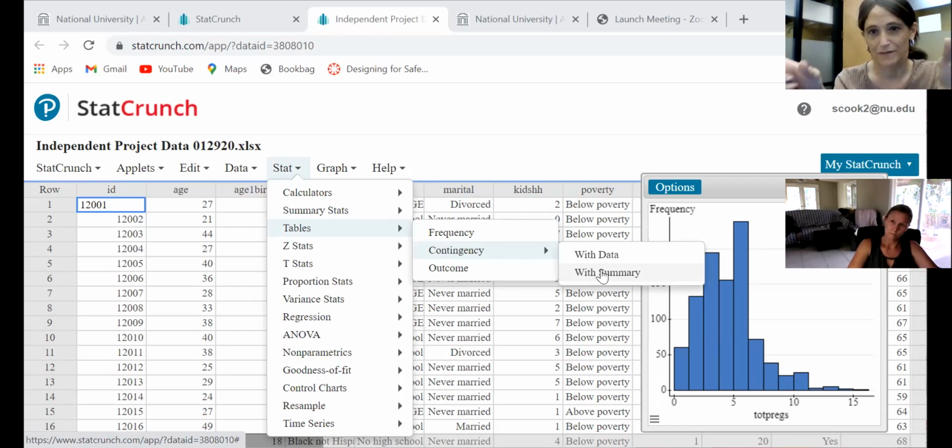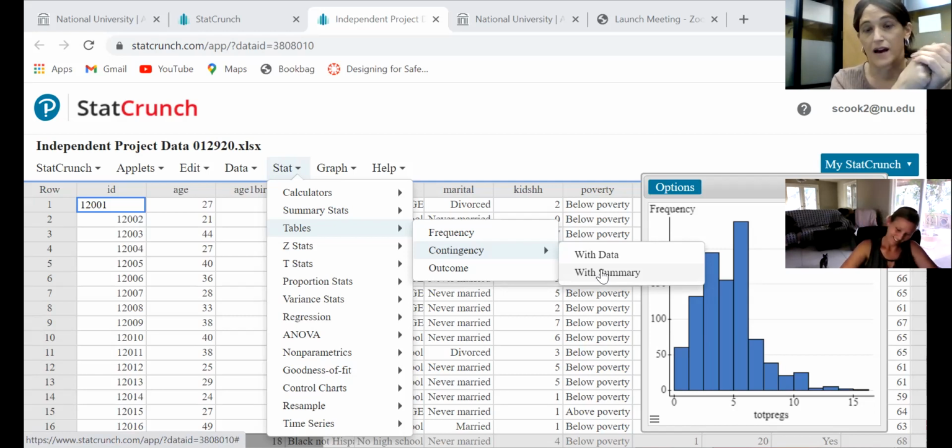StatCrunch is the only program that makes you do that. And I don't know if it's a conceptual thing where they are thinking of it as 2 independent samples or if it's just a quirk of programming. So you will never encounter that need to do that ever again in other stats programs if you continue on in statistics. I will mention, though, the calculator feature is nice that you can do that. You can enter in counts and have it run statistics that way.